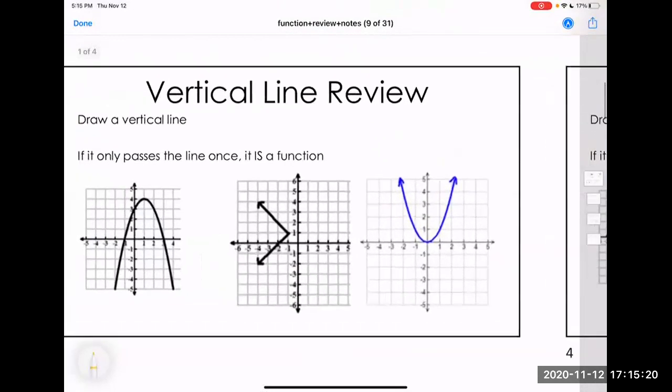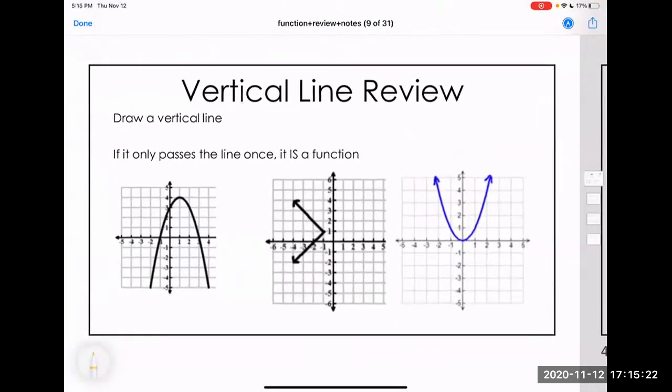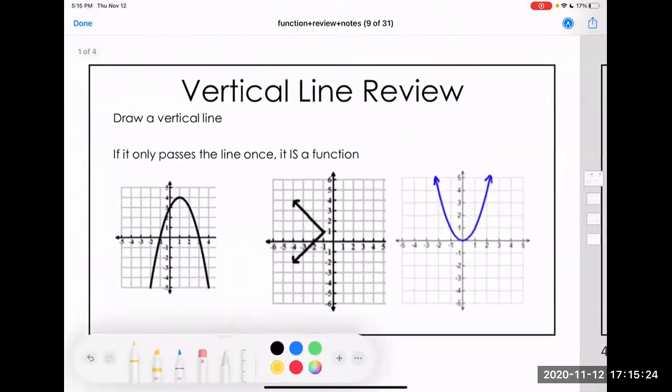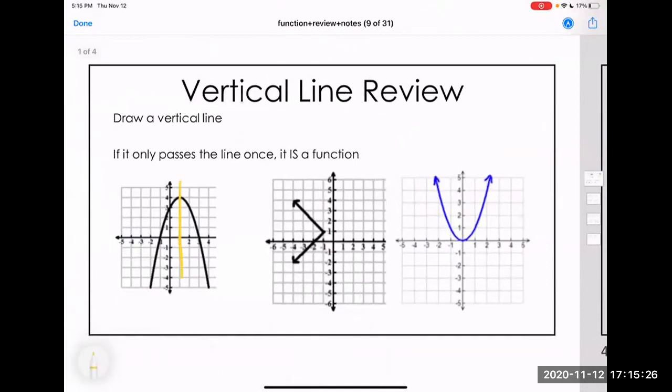The next one is a vertical line review. That is where we draw a vertical line. If it only passes once, it is a function. If it passes more than once, it's not a function. So then we check this one. It only passes that vertical line one time, so that's a yes.